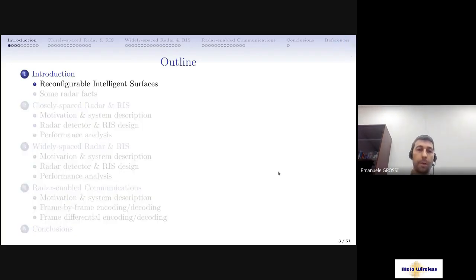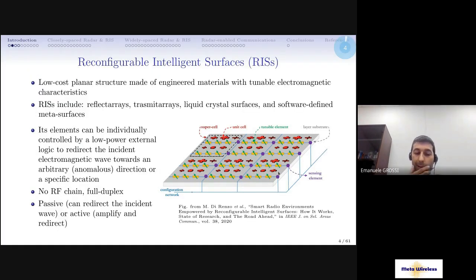So, let us start by recalling some facts about RIS. I'm sure that all of you know this topic very well, so I will be very quick. RISs have attracted huge interest from researchers, as they allow to realize what is called smart radio environments. An RIS is a low-cost, often planar structure made of engineered material with tunable electromagnetic characteristics.